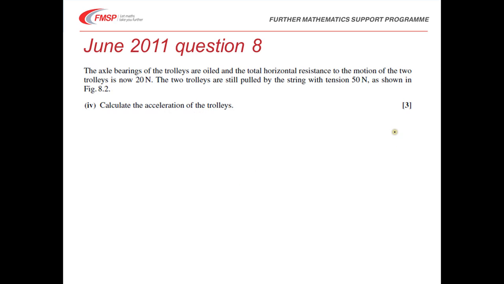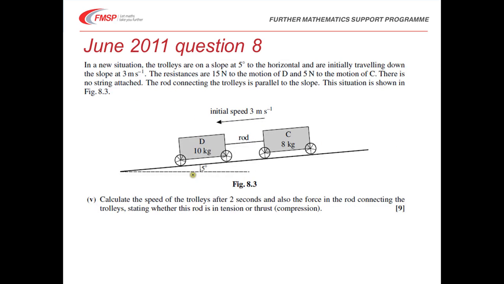3 marks. And the final part of the question, we have a new situation where the same two trolleys are on a slope of 5 degrees to the horizontal and they're initially travelling down the slope at 3 metres per second. We have resistances to motion of 15 and 5 newtons on D and C, and there's no string attached in this situation. The rod is parallel to the slope, and we have to work out two things.